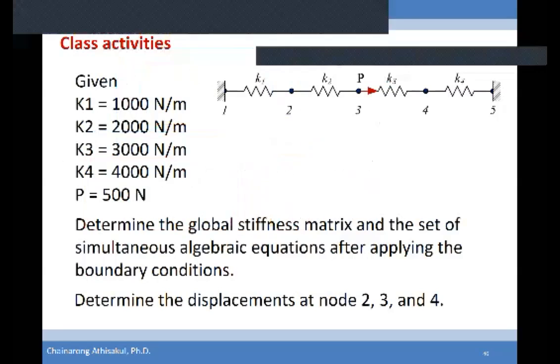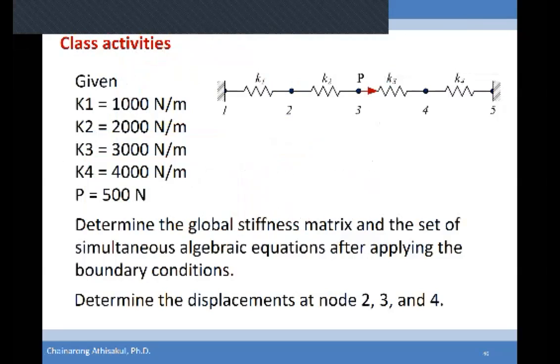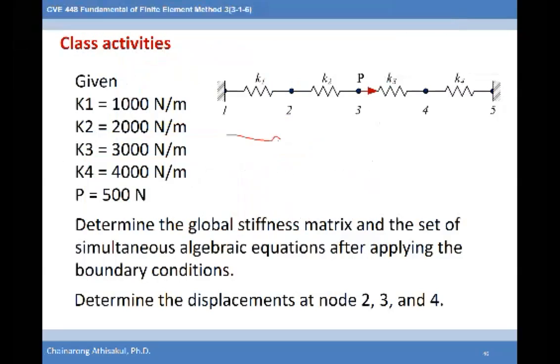Okay, we start with the problem first. In the problem, we have the applied force at node number 3, and the applied force is to the right, which is the positive sign convention. Positive sign convention is to the right. So it is the positive sign convention.